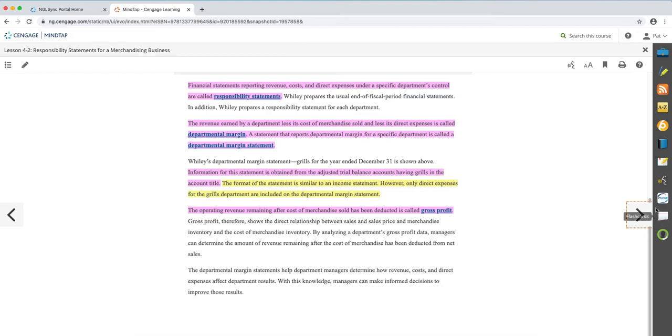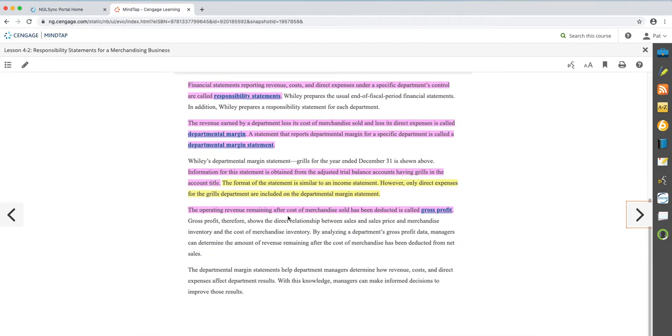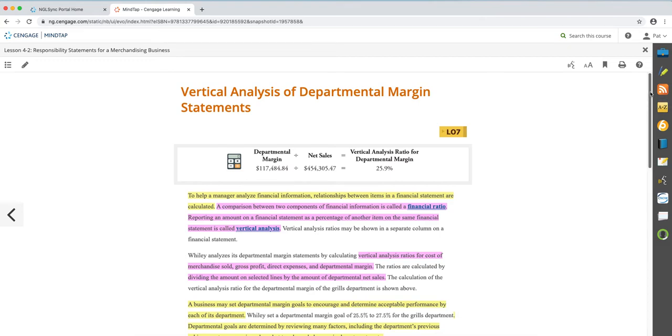Gross profit. Again, I didn't make a big deal about it, but gross profit is here. That's taking our revenue minus our cost of merchandise sold. That's what they're talking about here. Gross profit shows the relationship between sales and sales price, merchandise inventory, and the cost. We would analyze that a specific way and try to figure out how we can keep our costs down or get our profits back up. And that's why we're doing these problems.